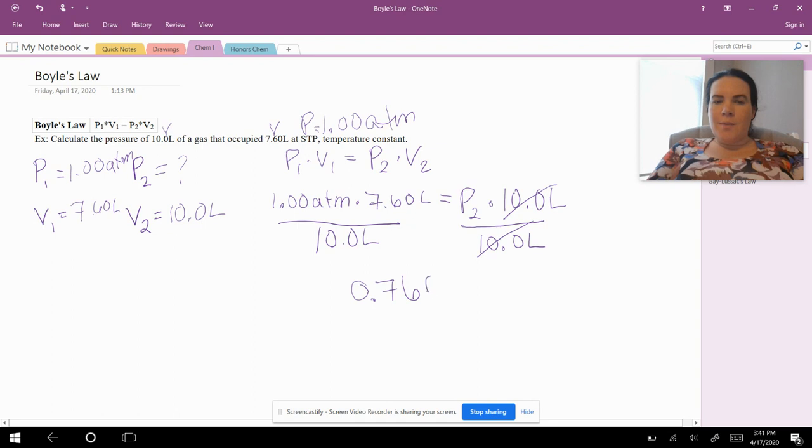With these, I will be pretty lenient on sig figs. Usually it'll be 2 or 3. So that's your final answer. Whoops, sorry, that's not liters. The liters will cancel out. Whatever pressure unit you had on the one side, it'll be the same on the other one. So this one will be atmospheres. And that is P2, our second pressure.